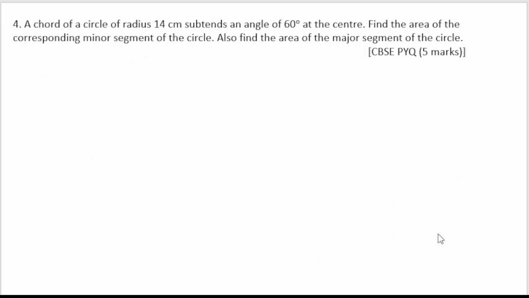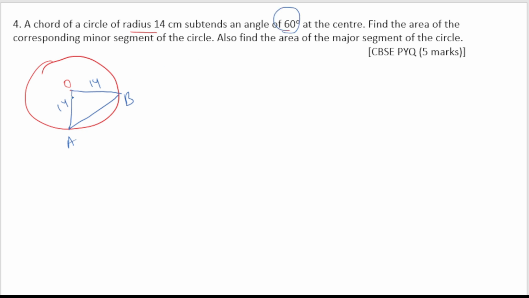Okay. Next one. A chord of a circle of radius 14 centimeters subtends an angle 60 degrees at the center. This is a circle. Okay. The center is O. The chord of a circle. Okay. This is a chord. We will take it as AB. Okay. And the radius is 14 centimeters. This chord subtends an angle of 60 degrees at the center. Okay. Find the area of the corresponding minor segment of the circle.